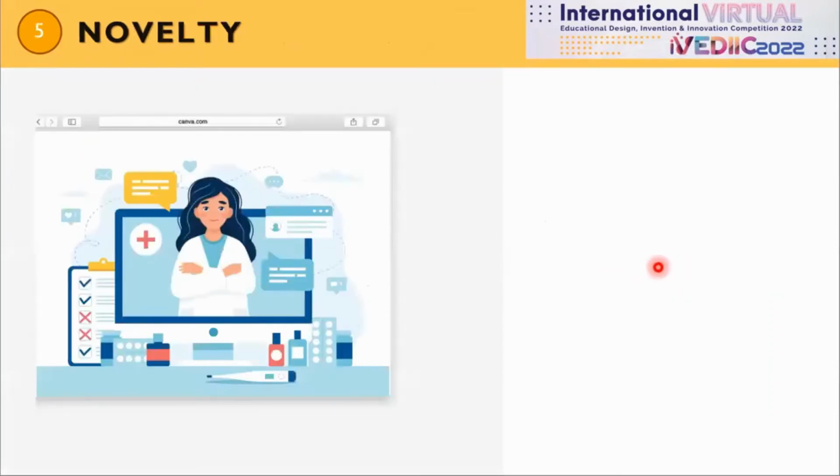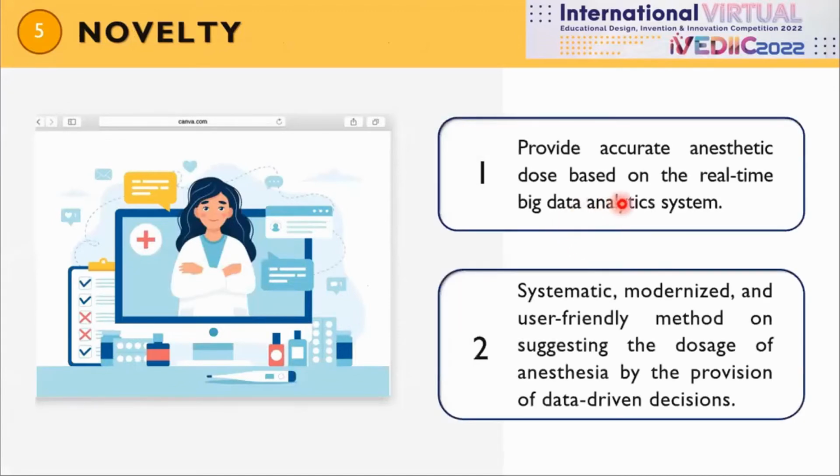You may wonder, what is the novelty of our project? As mentioned, our project aims to provide a more accurate anesthetic dose based on a real-time big data analytics system to assist the doctor but not to replace them, so that they could improve the performance of anesthetic applied to the patient. Besides, we introduced a very systematic, modernized, and user-friendly system on suggesting the dosage of anesthesia by the provision of data-driven decision.